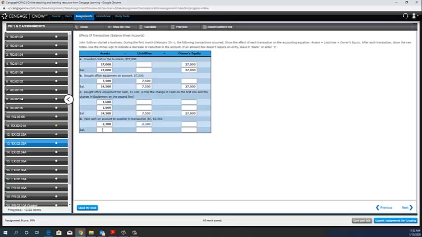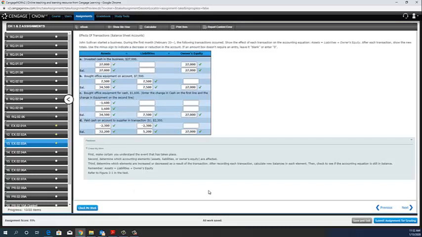Okay, so if we rebalance our cash, we're at $34,500. We take out $2,300. Now our balance is $32,200. Our liability is now $5,200, and our owner's equity was unchanged. Okay, so let's check our work, and everything looks good.